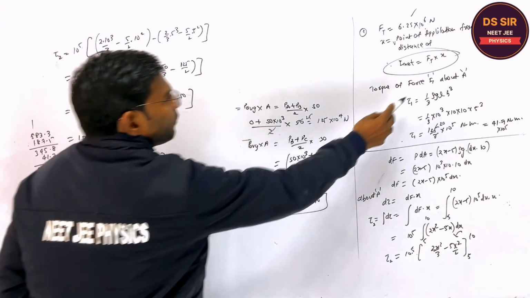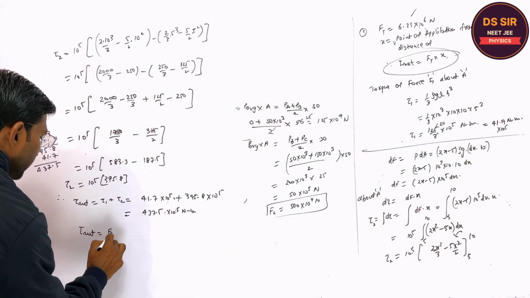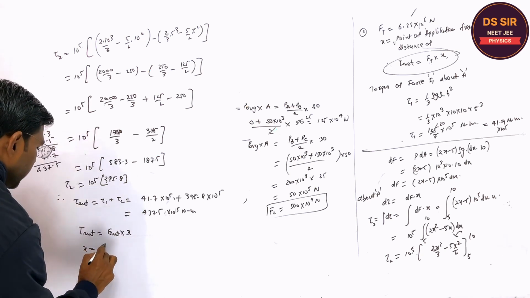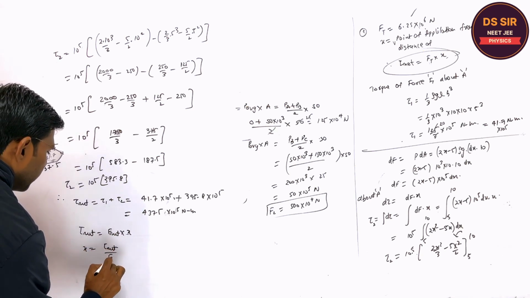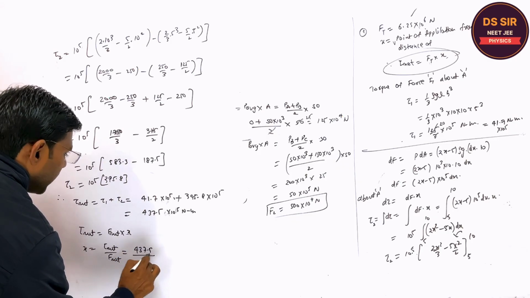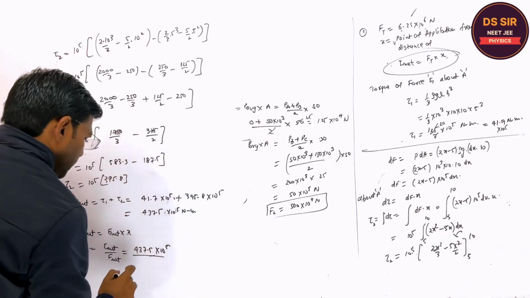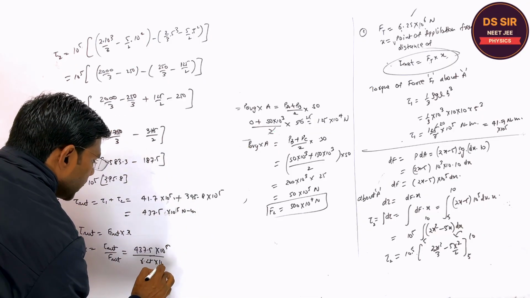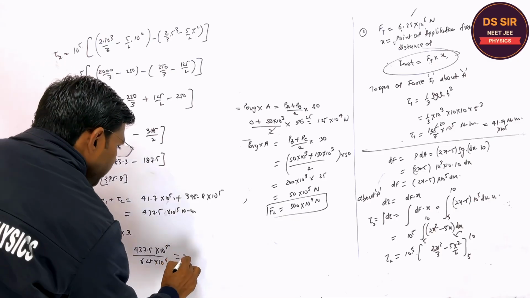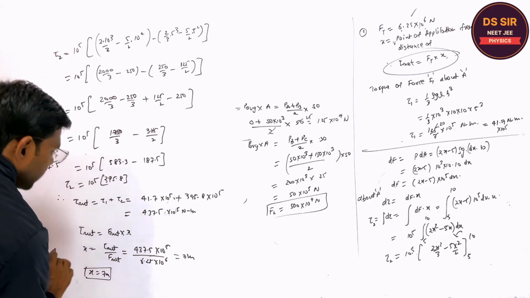Now to find the value of x, which is the point of application, the net torque is equal to net force multiplied by the perpendicular distance x. So x is net torque divided by net force. The net torque is 437.5 into 10 to the power 5. The net force we have found is 6.25 into 10 to the power 6, right? So approximately 7 meter you will get as the answer when you simplify.